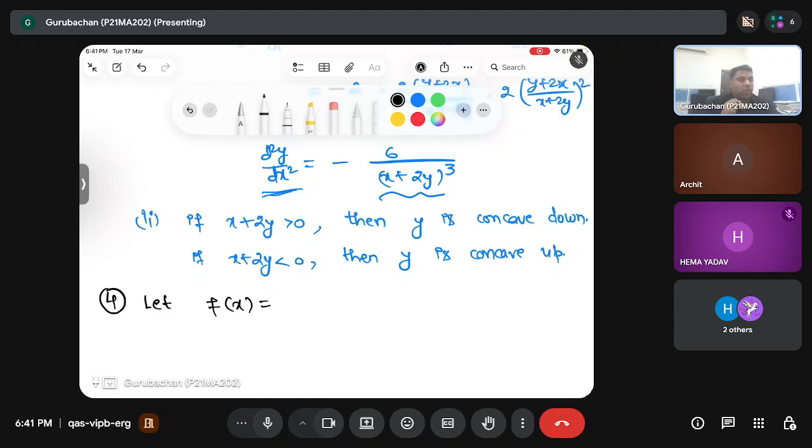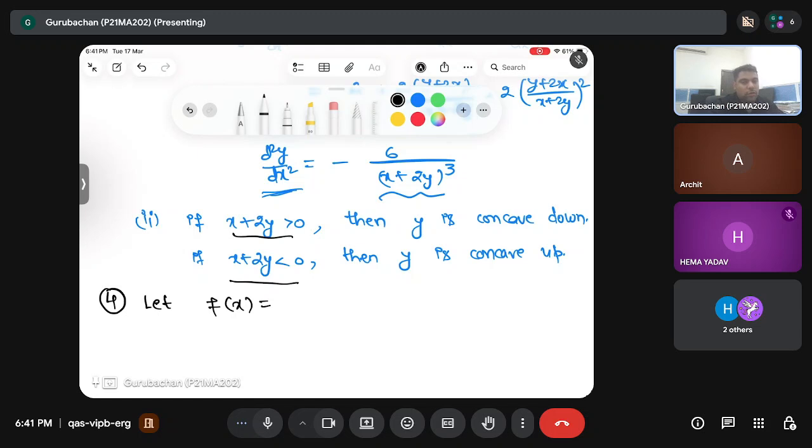Our function is concave down before this line, and after this line it is concave up. So definitely the concavity is changing. So whichever points lie on this line are the inflection points, because before this line it is concave down, and after this line it is reversed, it is changing sign regarding this line. So whatever points lie over this line are the inflection points for this curve.